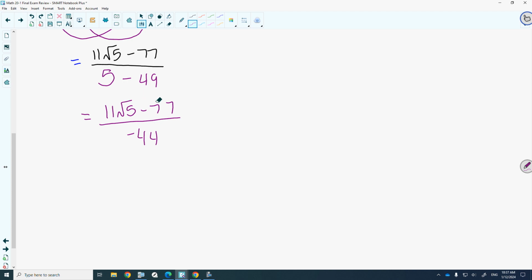So each of these terms can be divided by 11. I want you to factor out an 11. So they could do this, 11, and then that would give me root 5 minus 7 over negative 44. And then what's the last thing that they will often do for like a solution? Do you know what the last thing would be? Yep, that's right. They often won't write negatives as a final solution in the denominator. So I can move this up here.